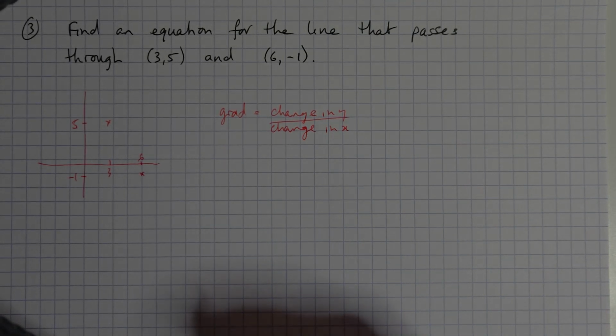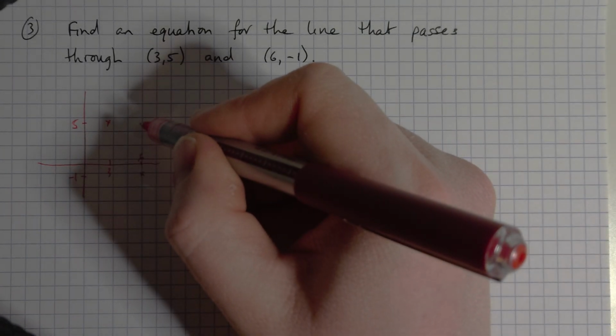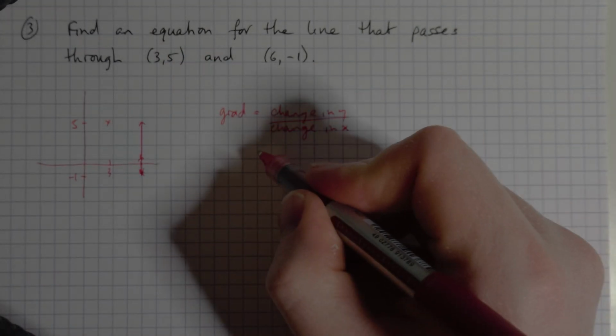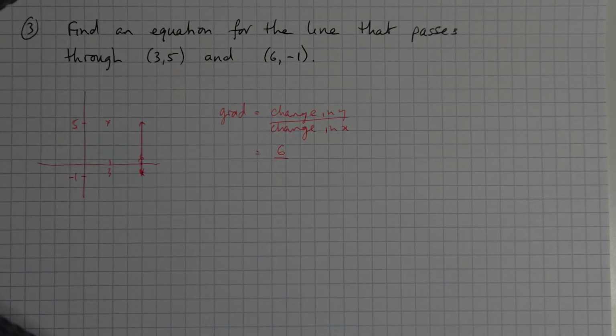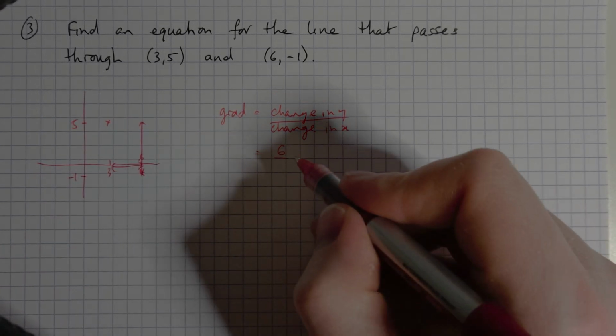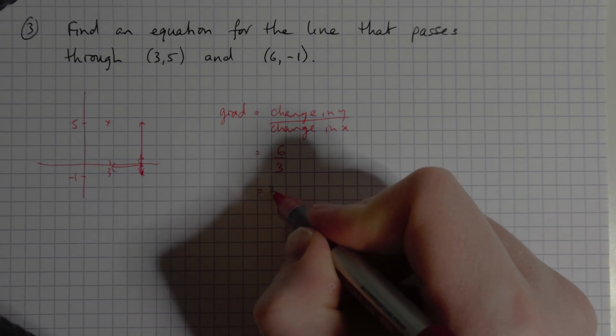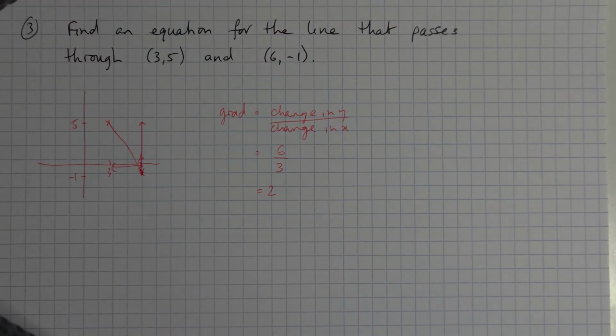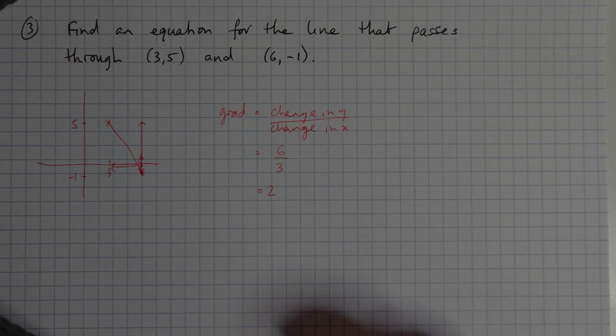And in this case, I can see that, well, the change in y, it's gone from 5 down to minus 1, so it must have gone down 6. Change is definitely 6, and the change in x to get from 3 up to 6, that's gone along by 3. 6 divided by 3 is 2, but note that we've gone from here to here. That's definitely a negative gradient, so we'll say gradient is minus 2. In fact, you could have got that answer straight away if you said that the change in y was minus 6, went down 6, didn't it?